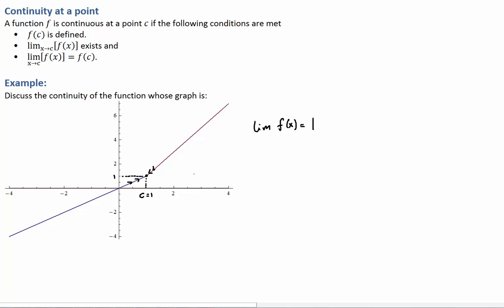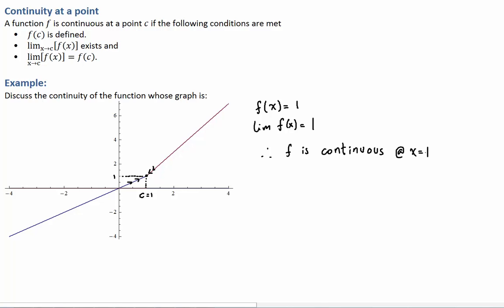Is the function defined there? Well, there's not a hole, so we assume the function is defined, and the function, in fact, is equal to 1. So since the function and the limit match, then we say the function is continuous. So therefore, f is continuous. And now if I would just leave it at that, I would be wrong, because our analysis was based at the point x equals 1.